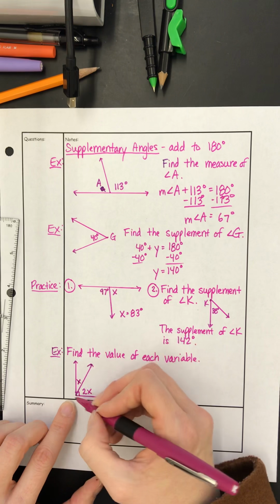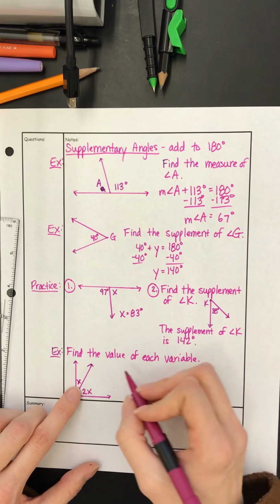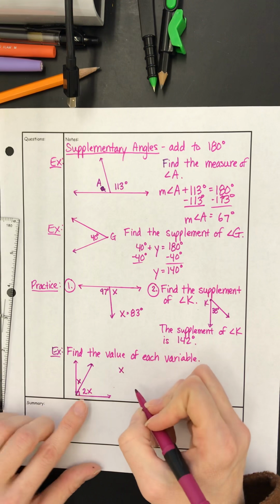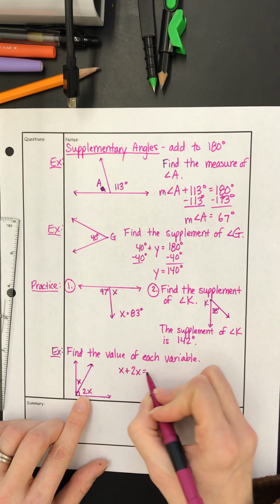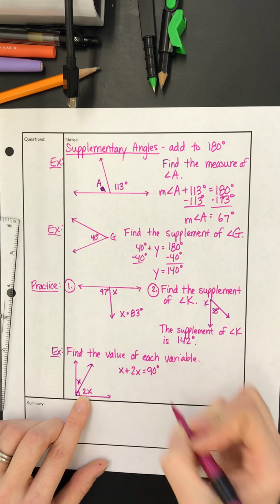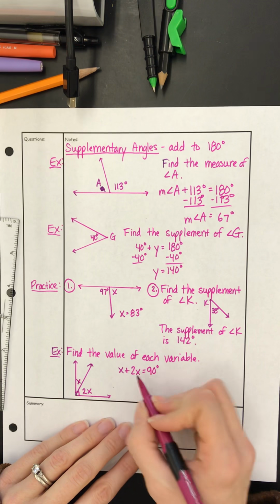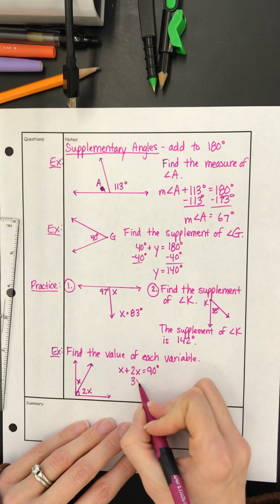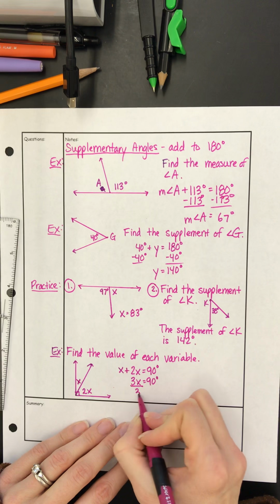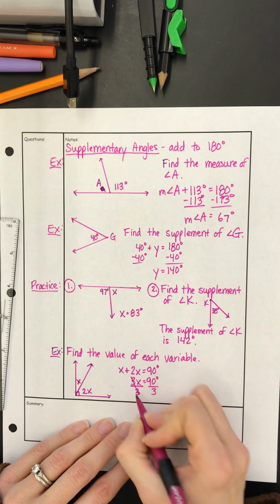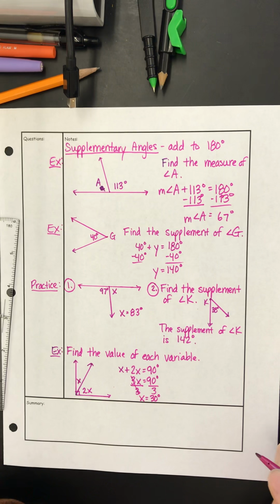We know that this whole angle is 90 degrees because of that square. So that means we have the value of x plus this angle measurement, which is 2x, is going to equal 90 degrees. And we need to figure out what x is. So we can combine like terms here and then solve for our variable. And we see that x is 30 degrees.